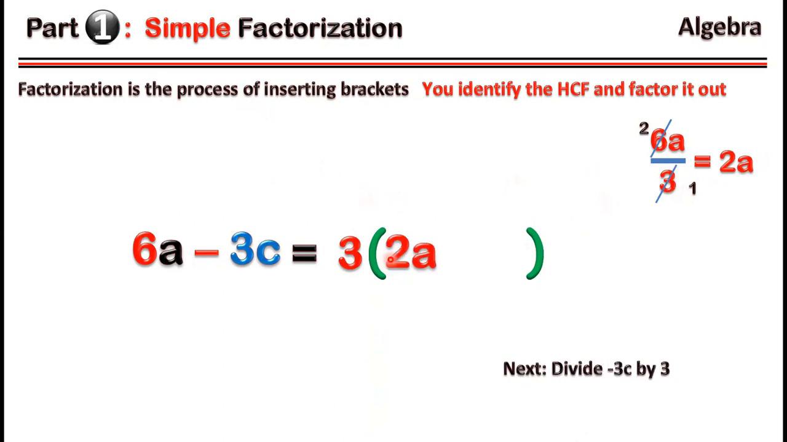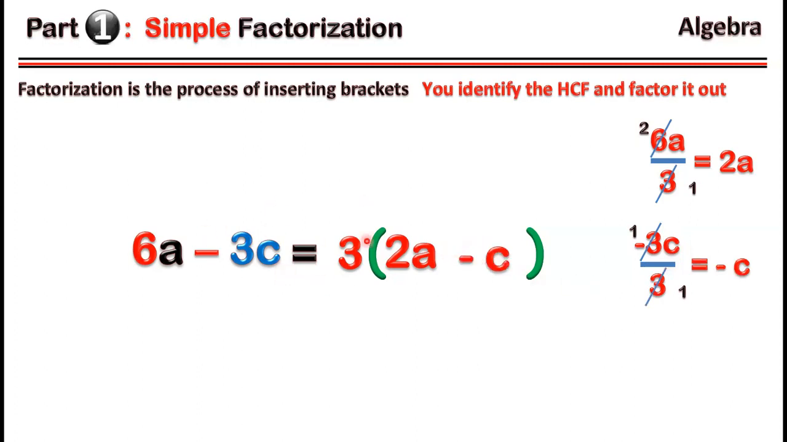Next, we divide minus 3c by 3. So minus 3c divided by 3, we go to our rough sheet here. Minus 3c divided by 3. So 3 into minus 3 goes minus 1 time. So we have minus c. Copy this minus c into the bracket. So we have factorized this one completely.